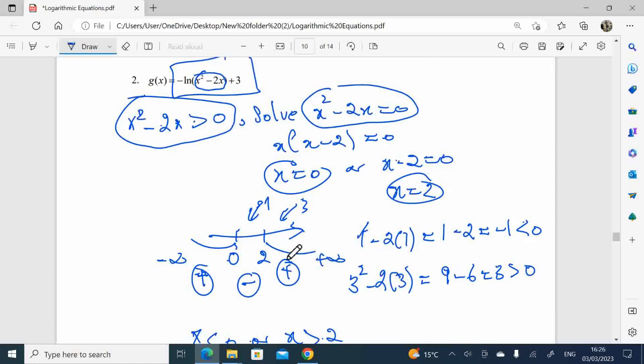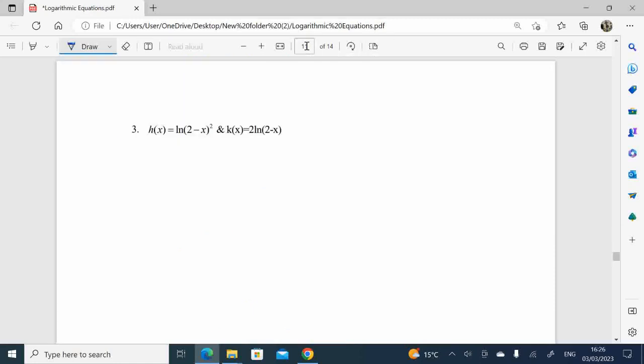For the third function, we have h of x, which is ln((2 minus x) squared), and another function k of x, which is 2 ln(2 minus x). So we have here two functions, h and k. Let us find first the domain for h of x. In order to find it, we are going to set the condition first. What's inside ln needs to be strictly positive. It means here (2 minus x) all squared needs to be strictly positive.